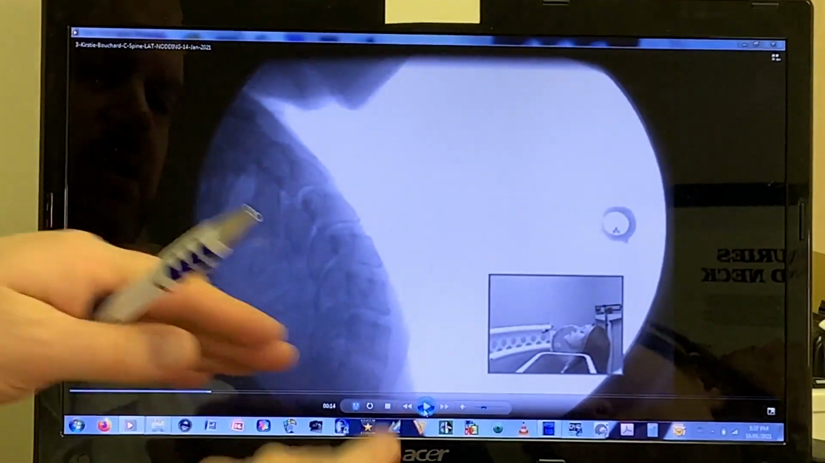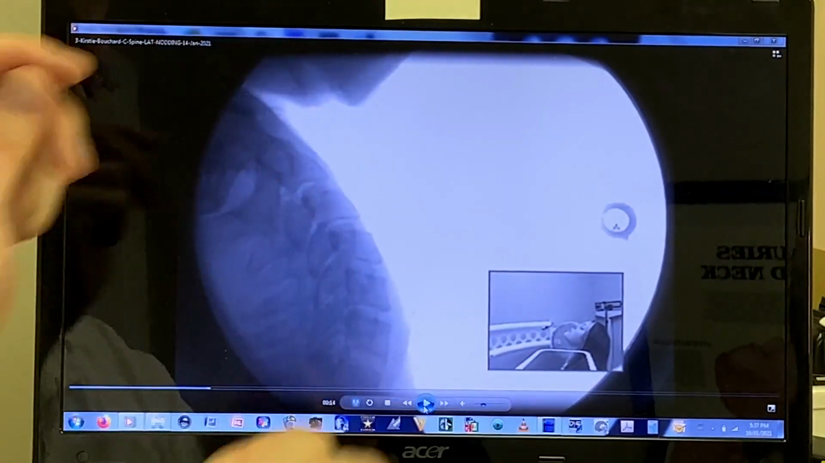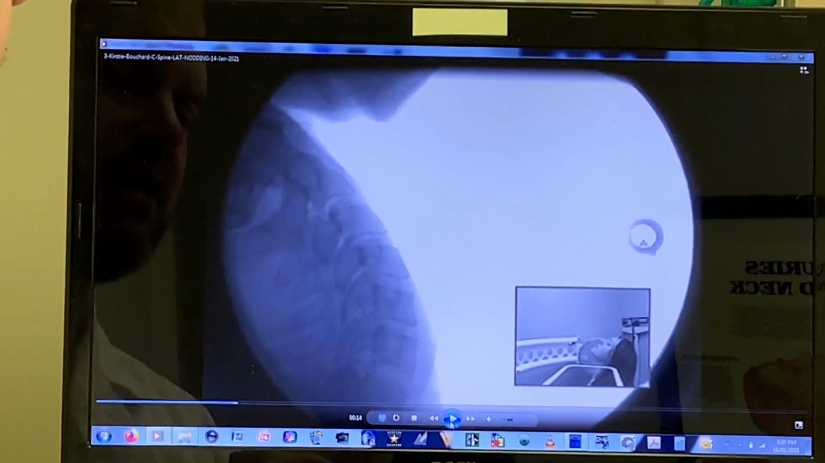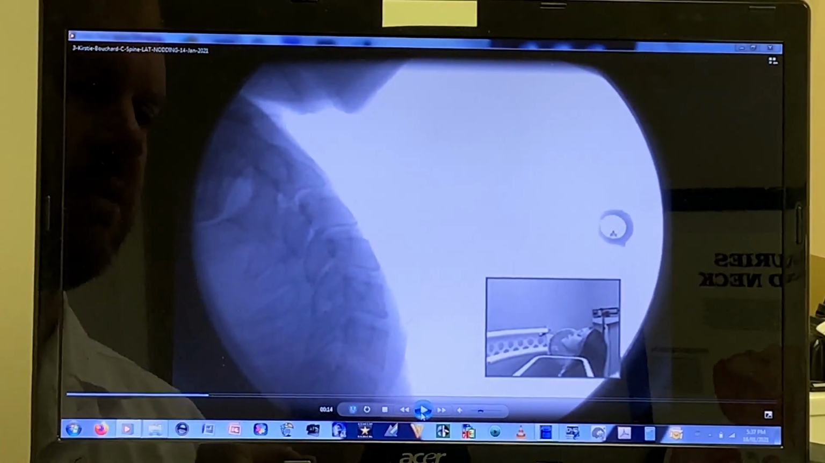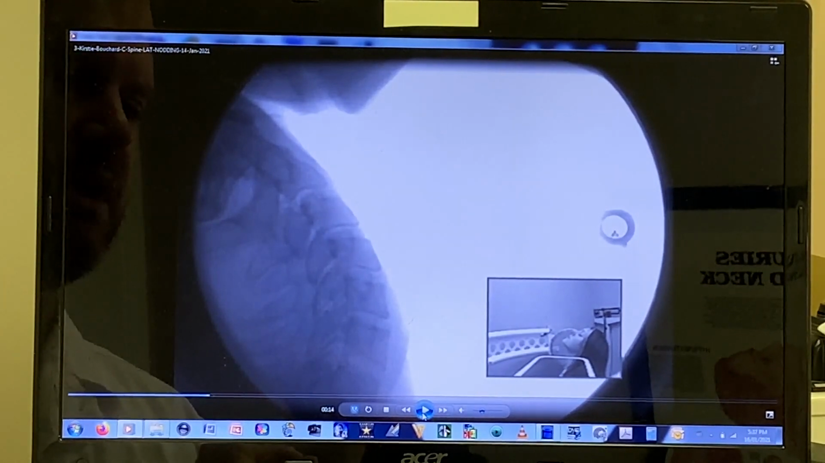And then another thing I also look for is to see if the bones are separating in the front more so than in the back, and then depending on what that angle is would delineate how severe the injury to ligaments could be.